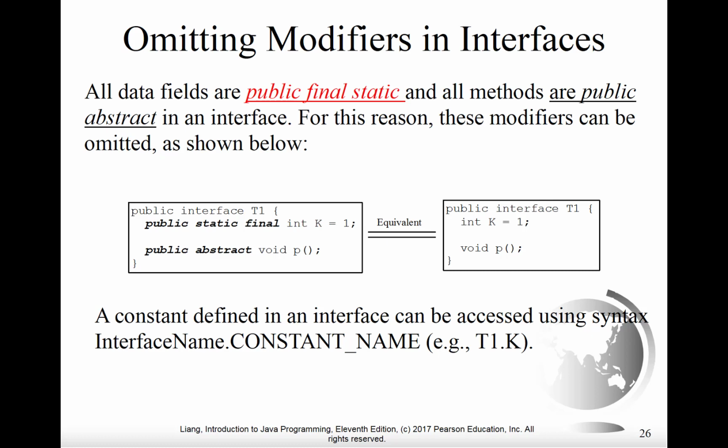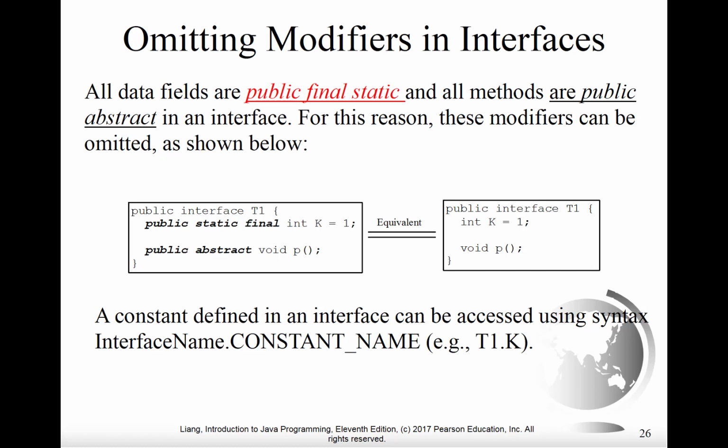Similarly, all methods need to be public abstract in the case of interfaces. So we can put that in if we like, or we can leave it out completely. But we can't, for example, say private or something else, because then that wouldn't be public abstract. In other words, if you look at the middle of this slide, you can see where in boldface we have what these things have to be.